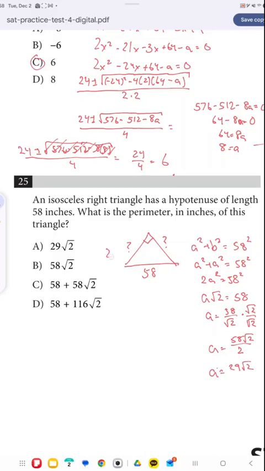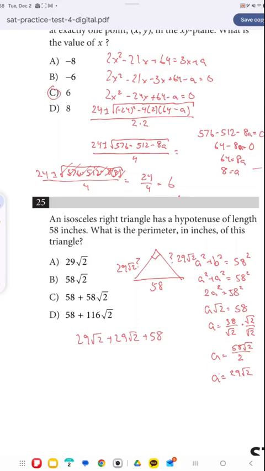So we know that this side is 29 square roots of 2, and this side is 29 square roots of 2. To get the perimeter, we just need to add all three sides. So we get 29 square roots of 2 plus 29 square roots of 2 plus 58.